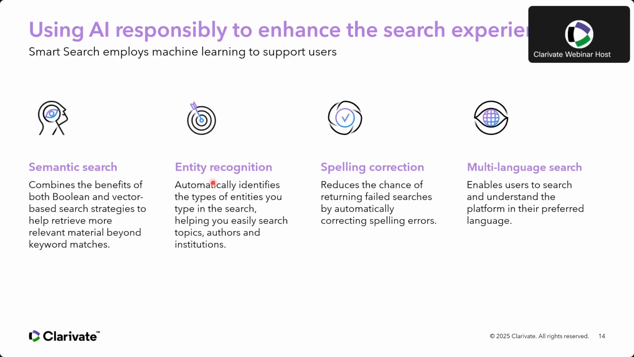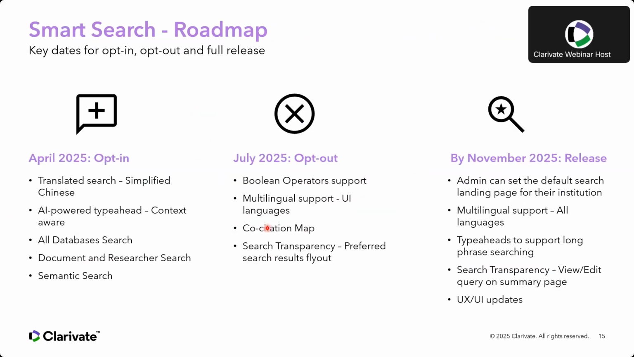So as I said, semantic search, the entity recognition, when you type the name of an institution, an author, or a topic, correcting your potential spelling mistakes, and searching in different languages. So that's what we have, but I also want to mention a few things about what's coming.